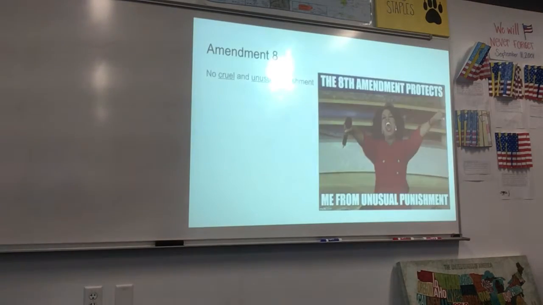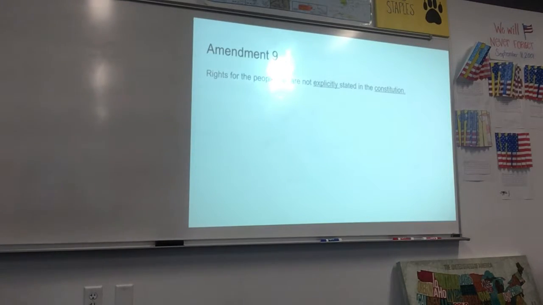All right, Amendment 8. No cruel and unusual punishment. So let's say you steal a candy bar from Walmart, they can't give you the death penalty for that. That's an unusual punishment. They can't do a cruel punishment, like since you stole something, they're going to cut your fingers off. That's cruel punishment, okay? No cruel and unusual punishment. We good? Okay.